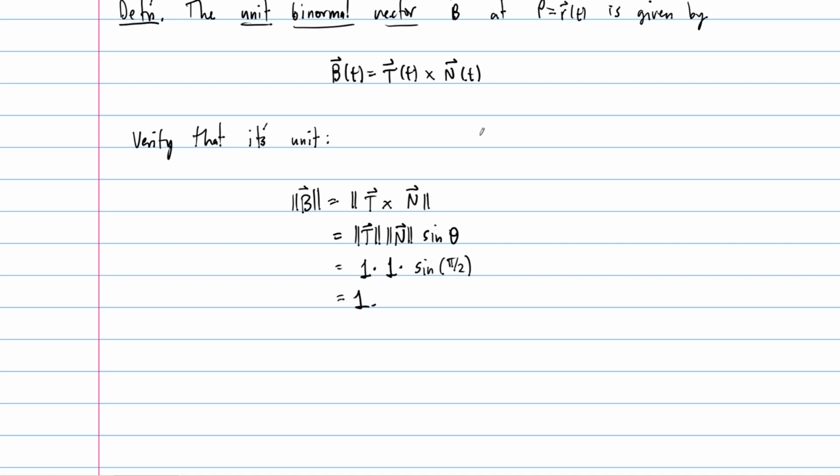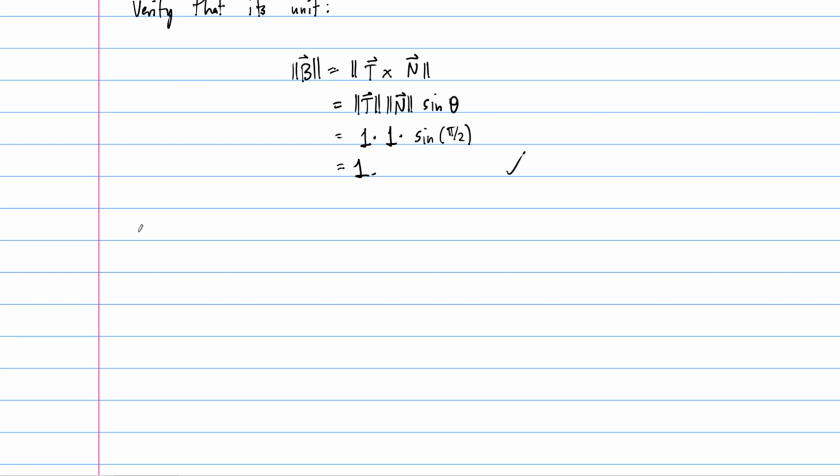Okay? And so this gives us everything we need for what's going to be called our Frenet frame, or moving frame, of our space curve. So let's write that down. The vectors T, N, and B form what's called the Frenet frame.